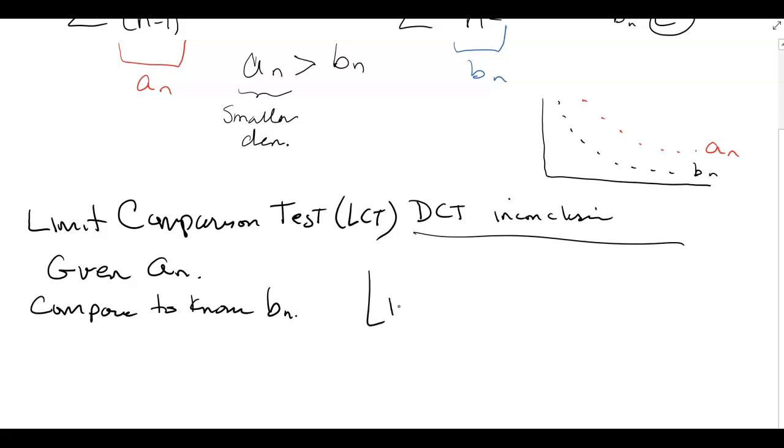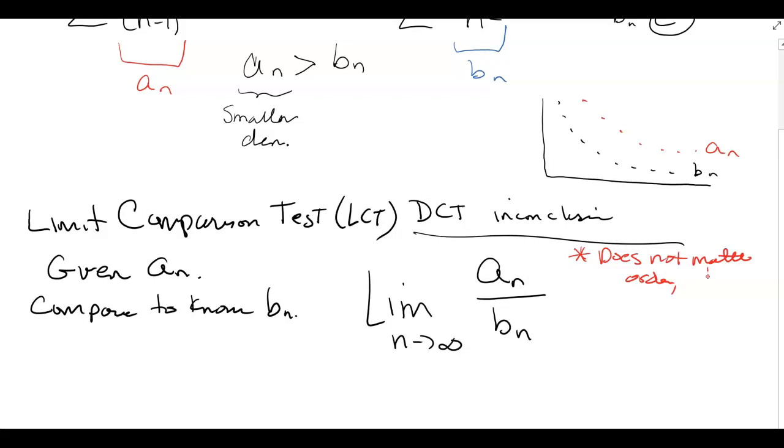If the limit as n goes to infinity of the ratio of a sub n and b sub n, and here's a nice little thing, it doesn't matter what the ratio looks like. It does not matter the order, meaning you could also do b sub n over a sub n. All right, so don't get caught up. It has to be one or the other. It doesn't. You're just looking at the ratio of the two.